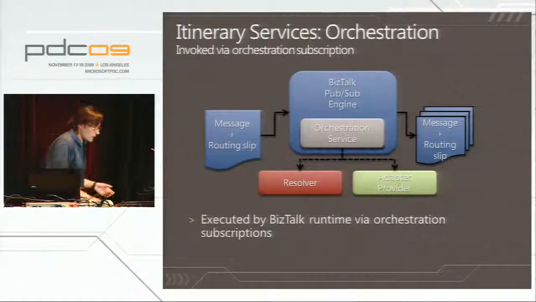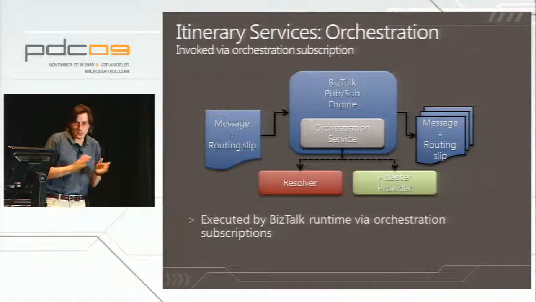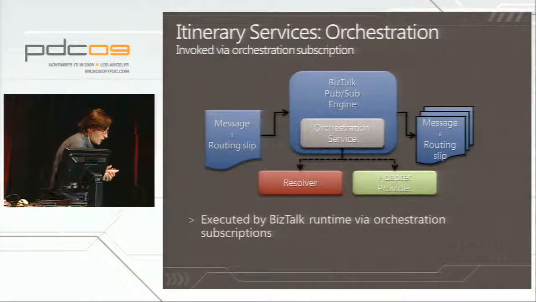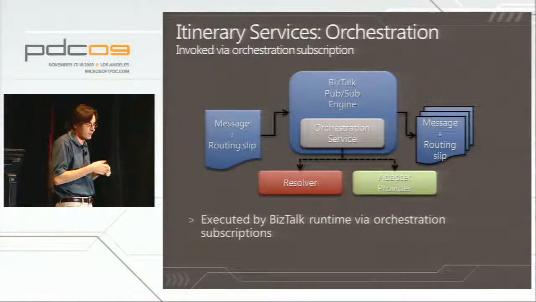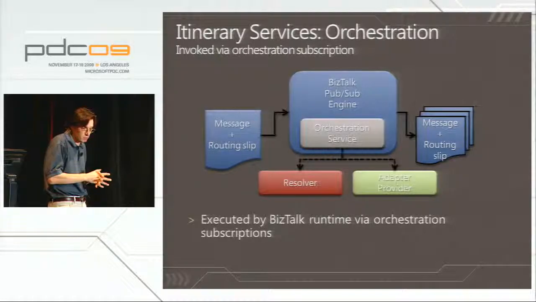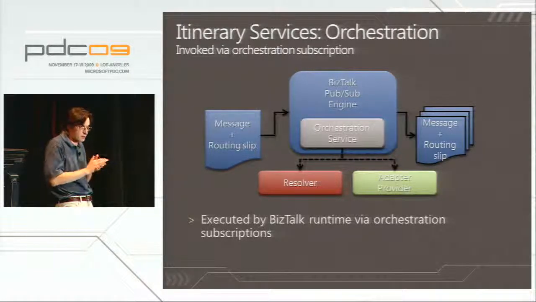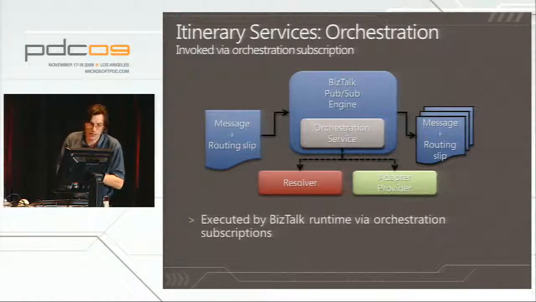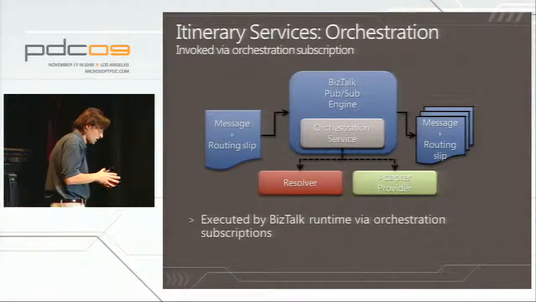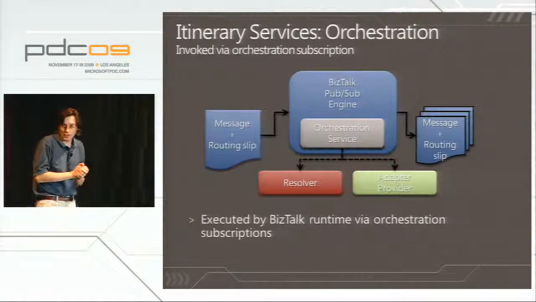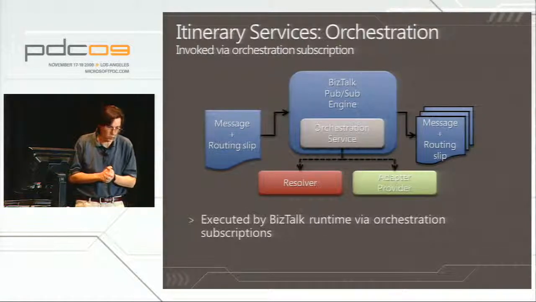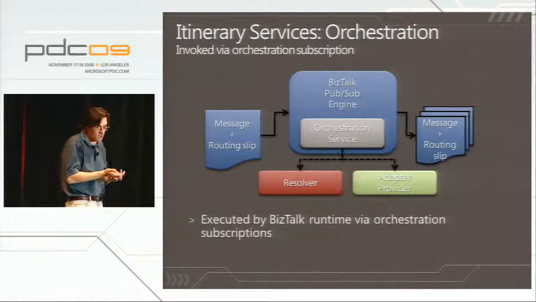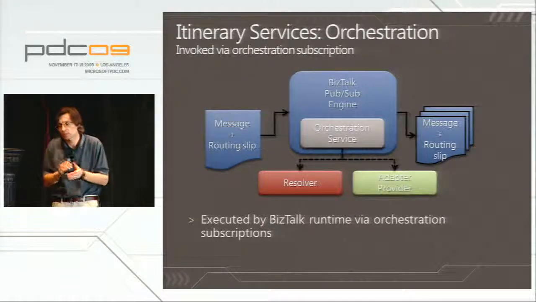So very quick about itinerary services. The first type of service, which can be long-running, is orchestration. And these orchestrations are activated via orchestration subscription. So there is nothing new. It's just standard BizTalk. But the core idea is a message comes in, and it has a routing slip with the content of itinerary. And then potentially we can call a resolver if we need to, to resolve additional artifact. Can be map, can be endpoint, whatever you want.